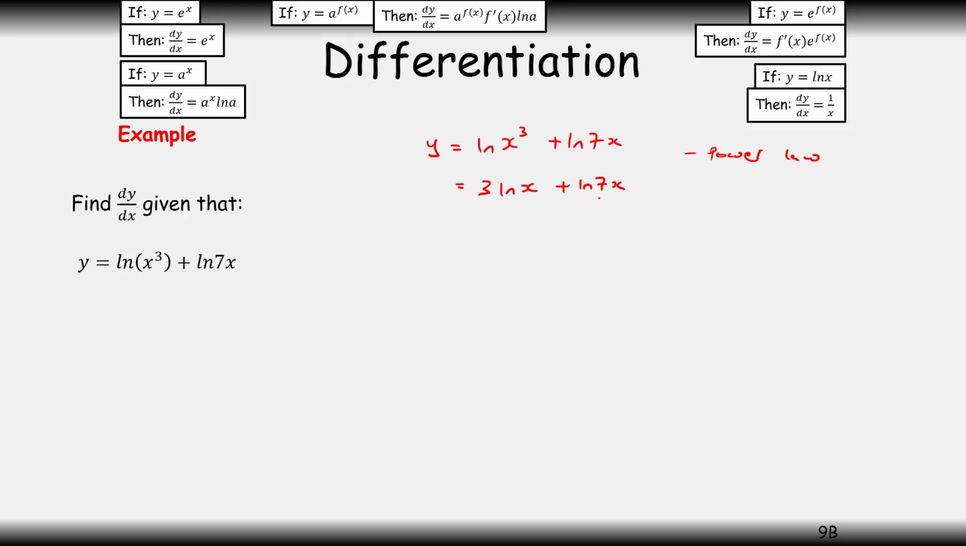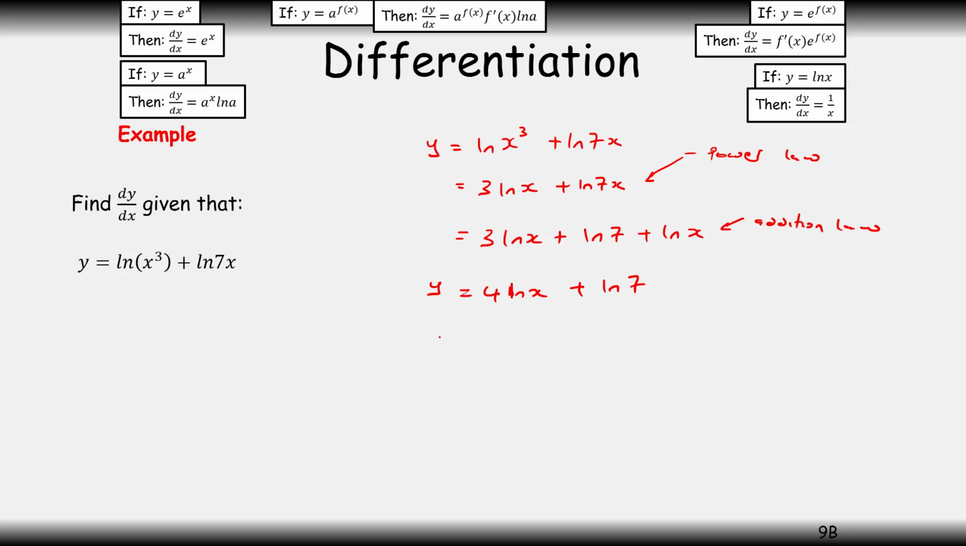Now looking at 7x, I can use another law to split these two, 7 and x. Is it coming back to you? The addition law: log of 7 plus log of x. Addition law for both of those. Now I've got 3 log of x here, and log of x there, so that leaves me with 4 log of x plus log of 7, which is just a constant term.